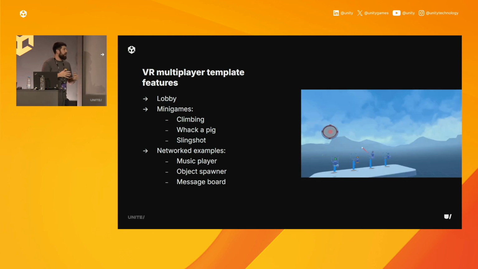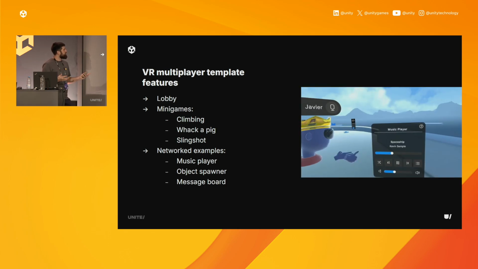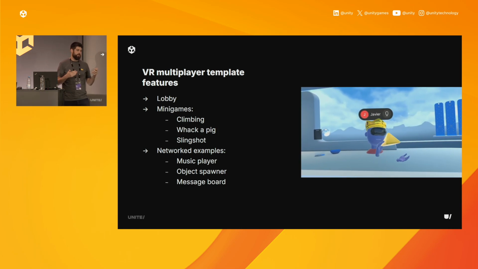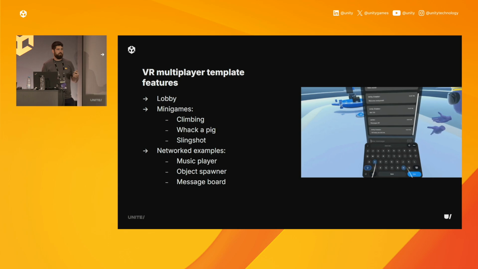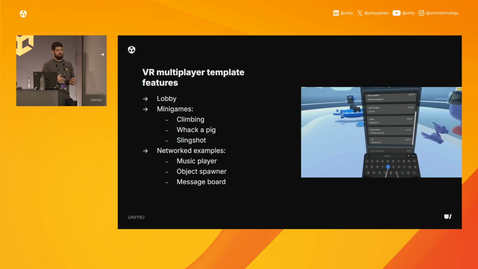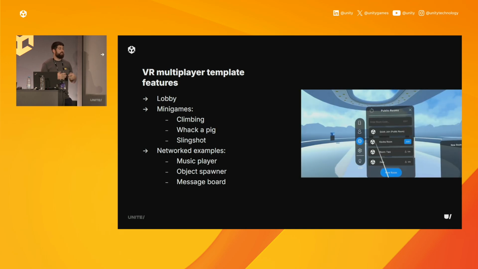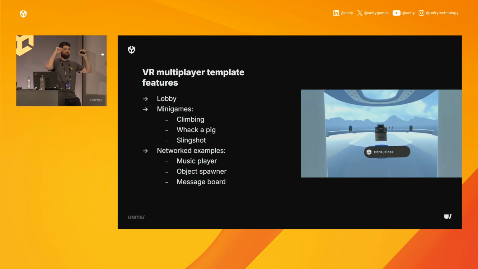As well, there are some non-game stations around the hub. There's this music player where, if you're familiar with social VR experiences, one of the main attractions is you can all get together and watch a movie together or listen to a song that's playing in the background. It's synchronized, everyone's hearing the same music, you can vibe together.